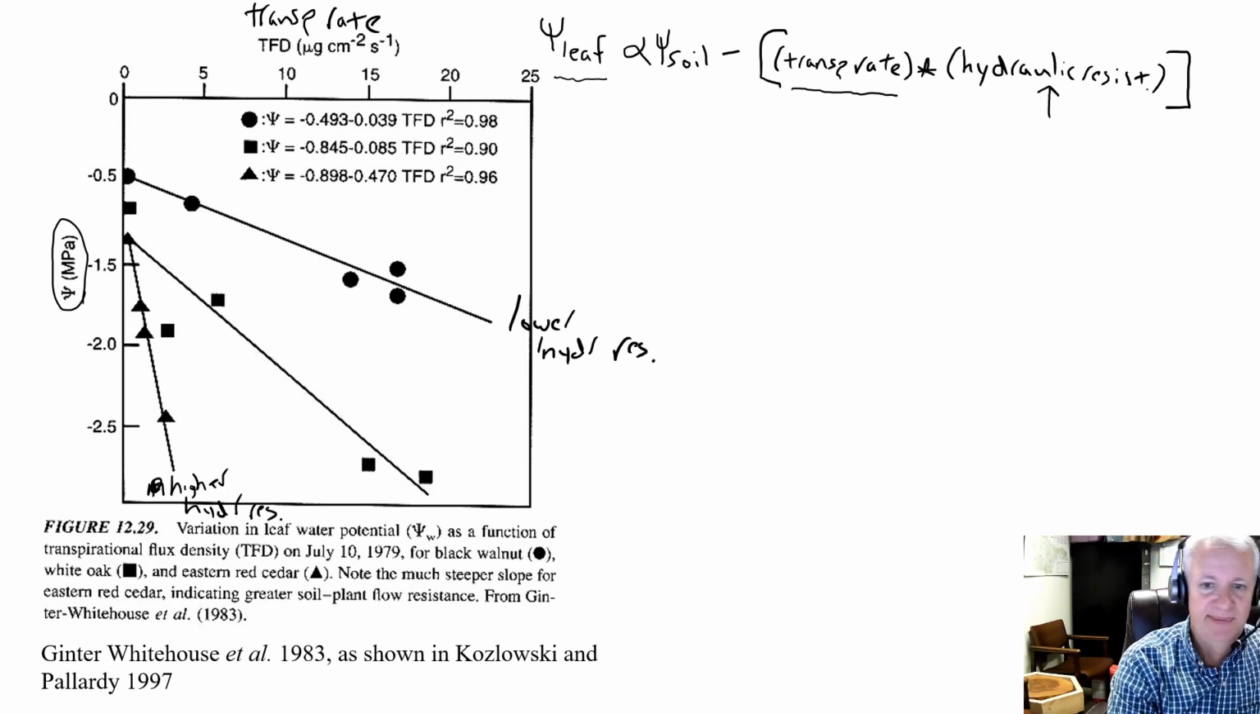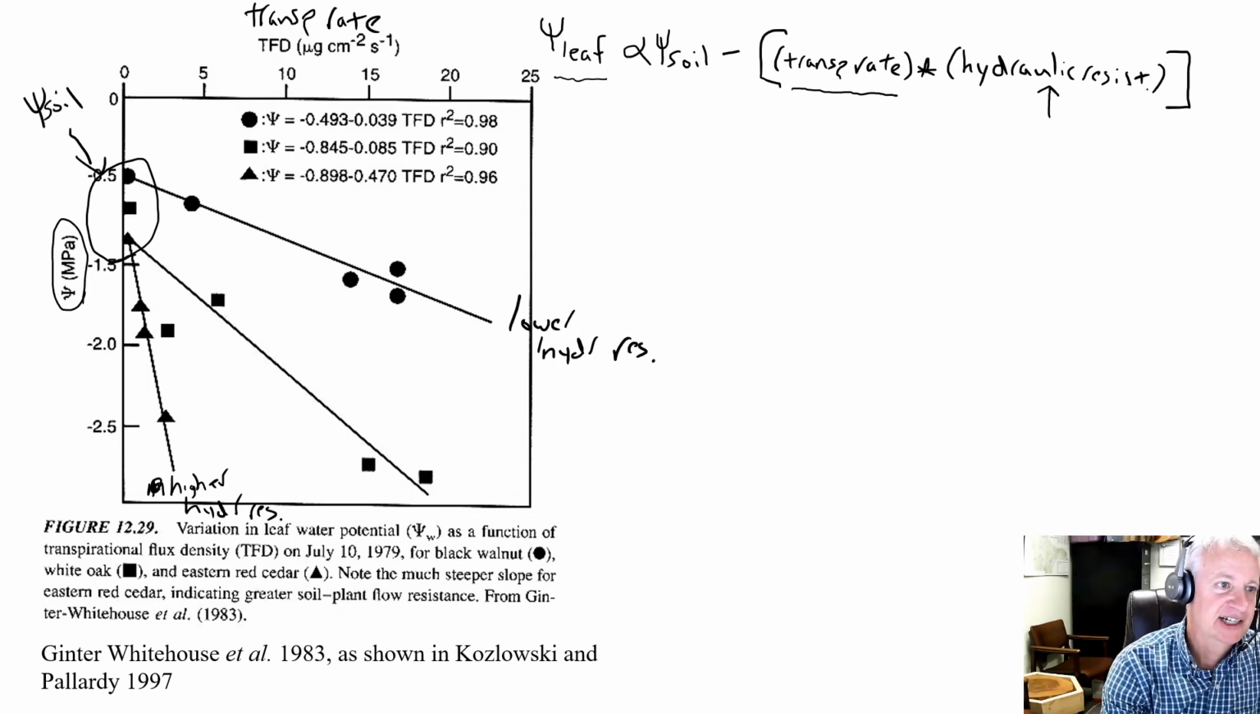Well, remember, pre-dawn water potential when transpiration rate is 0 essentially is a measure of soil water potential. So basically, those zero transpiration water potentials are a measure of soil water potential. So that is basically soil water potential here.